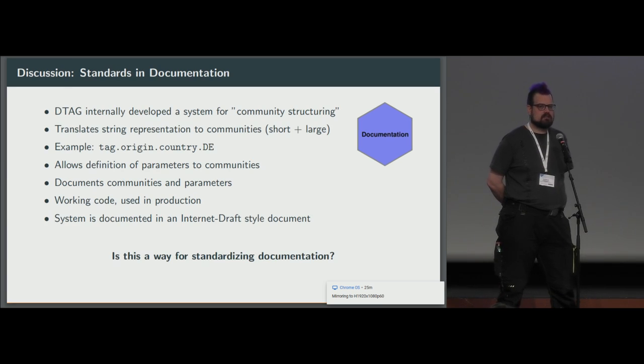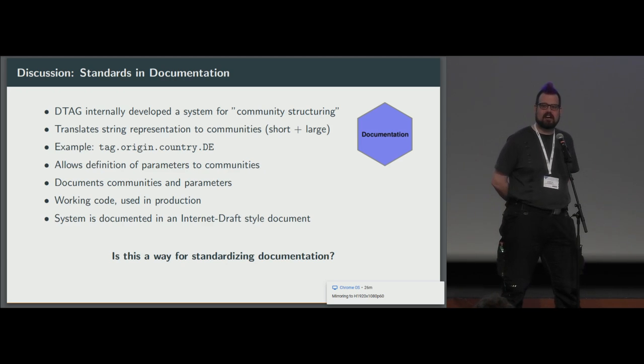Again, things are happening on that. I learned that DTAG has internally developed a system, what they call community structuring. They are only using string representations instead of community values internally, and these string representations are then translated to short and large community values for their router configuration. An example would be tag.origin.country.de, where DE is a parameter for the community definition tag origin country. So you see it's a hierarchical system where it says, well, this community is a tagging community. It has passive semantics. It is taking an origin on a country level, and the country is Germany. And their system allows the definition of parameters to communities, and these parameters with the communities together are documented in one system. They have working code, and they are using this in production already. Right now, they have an internal internet draft-like document, and if you are interested in that, you probably should talk to Rüdiger, who's sitting there and laughing.